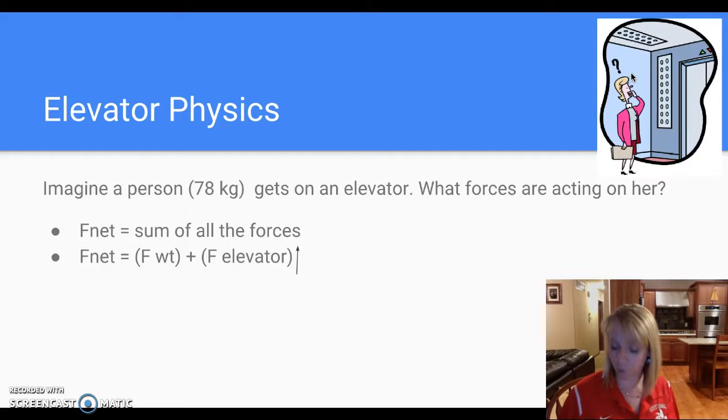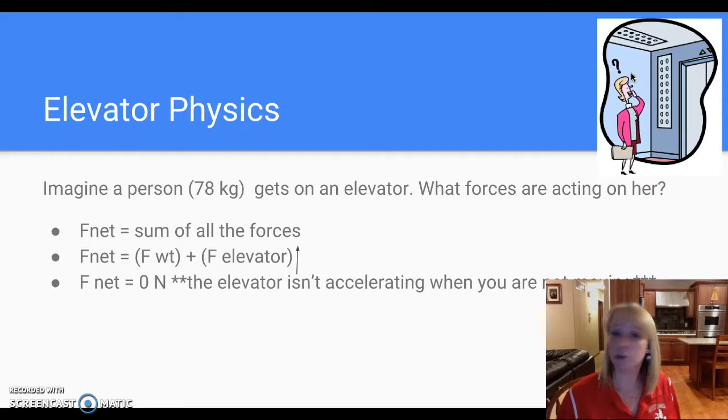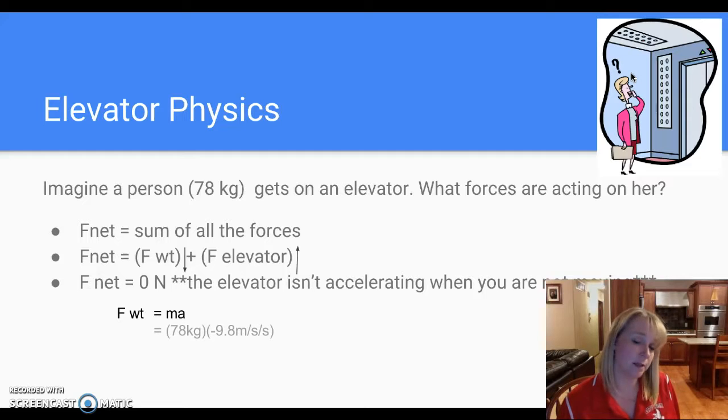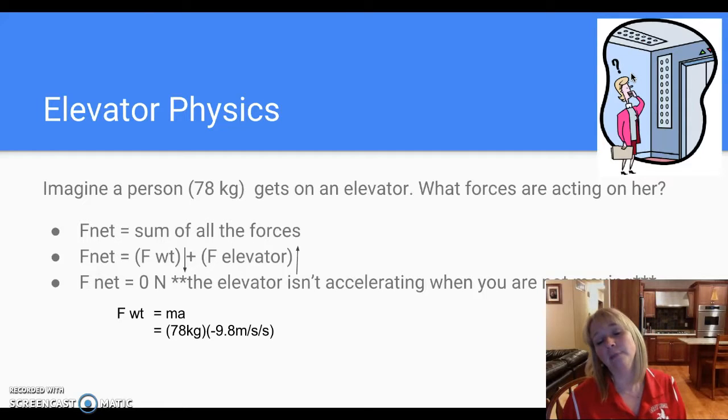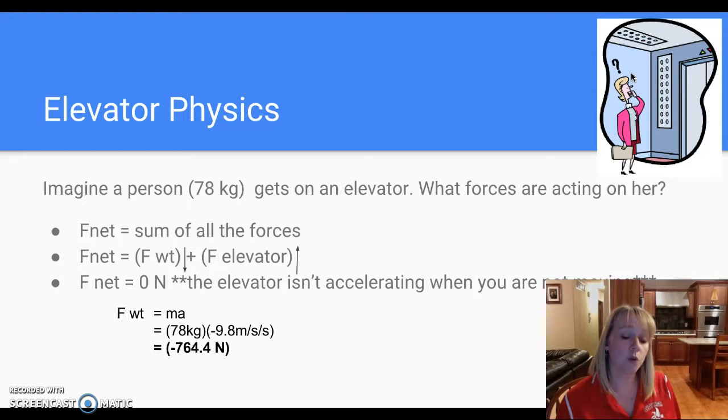So your net force is 0 because you're not moving, so your acceleration must be 0. Your F weight has to be equal and opposite to the F elevator, the elevator pushing back up. So we want to find your F weight. Remember, weight is mass times acceleration due to gravity. So we have 78 kg times negative 9.8 meters per second squared. And remember, the negative just means it's acting downward.